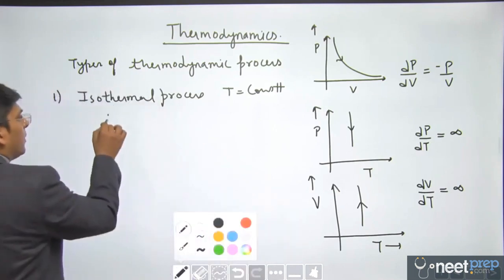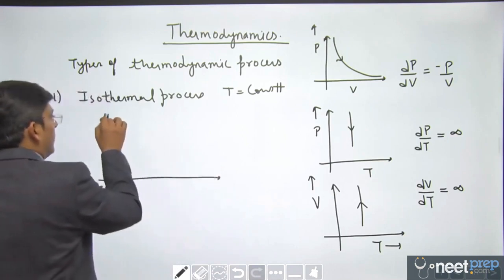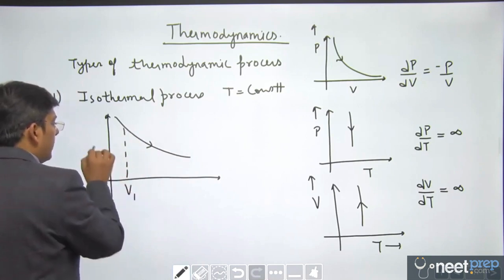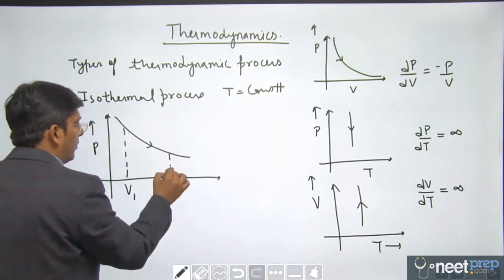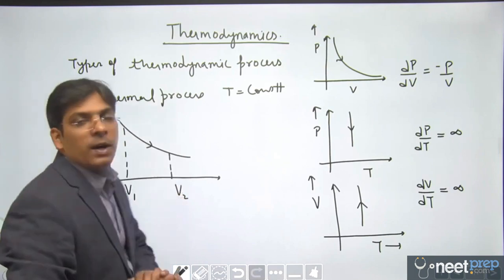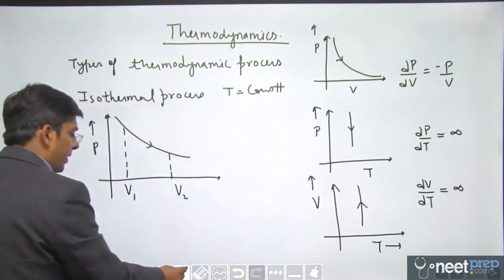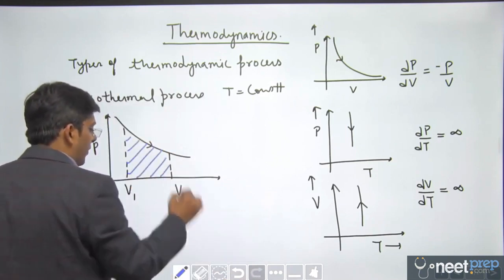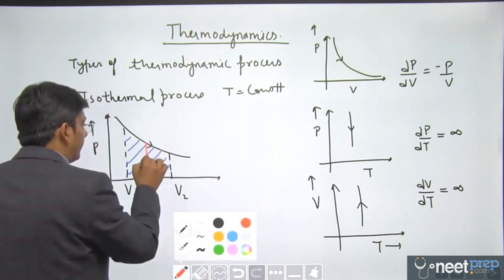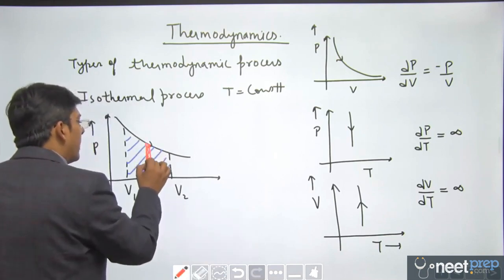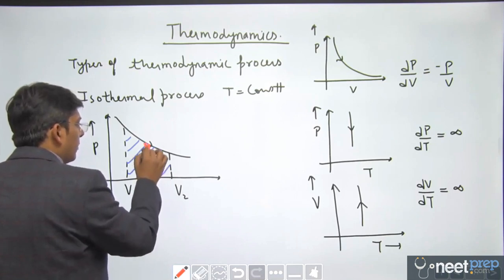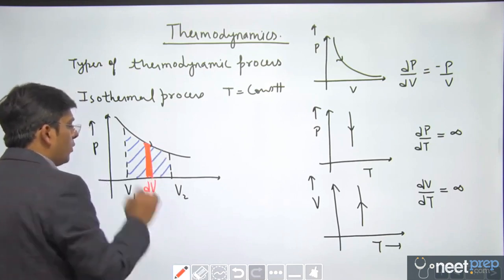See, dear students, if we have a PV graph for an isothermal process, this is an isothermal expansion. Volume is increasing from V1 to V2, and we are asked to calculate the work done while the volume increases from V1 to V2. See, in that case, obviously the area under the PV graph gives the work done, right? So this small volume is dV, okay?